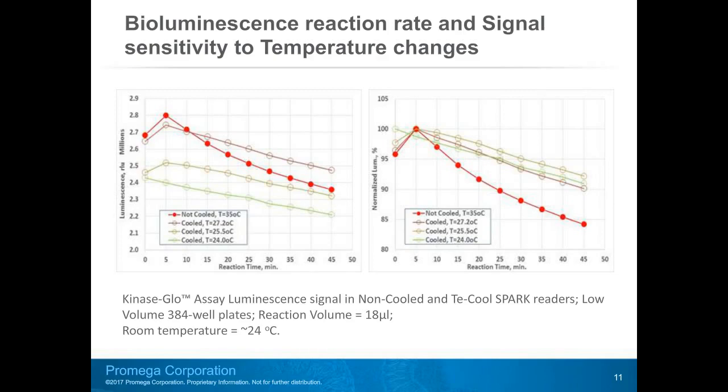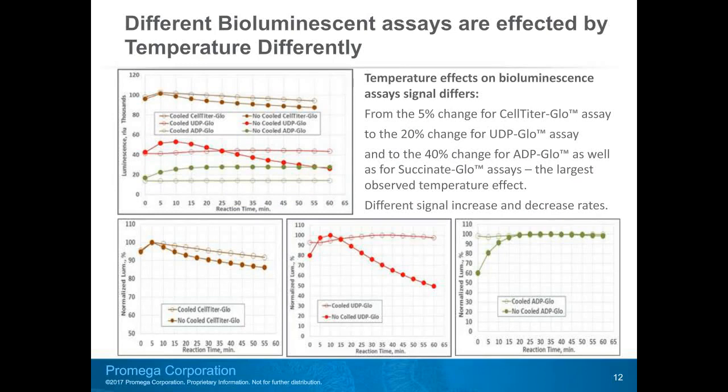This slide highlights how sensitive the reaction signal is to even small temperature variations. We are looking at the luminescence Kinase-Glo signal over time. Shown in red is the curve produced by a not cooled reader operating at 35 degrees Celsius internal temperature. Temperature on the T-cool Spark was adjusted in small increments and Kinase-Glo assay signal measured repeatedly; with each temperature increase of 1.5 degrees Celsius, signal intensity increases.